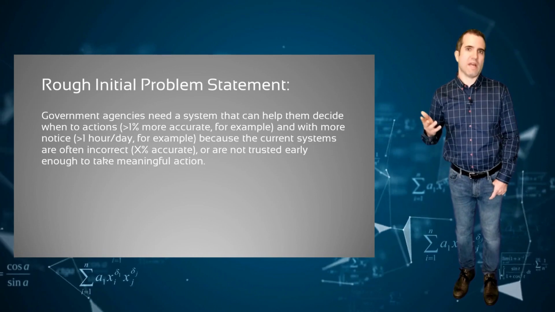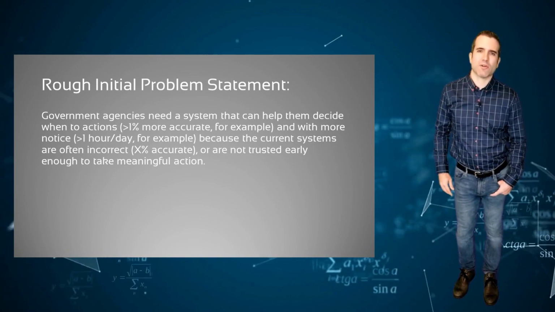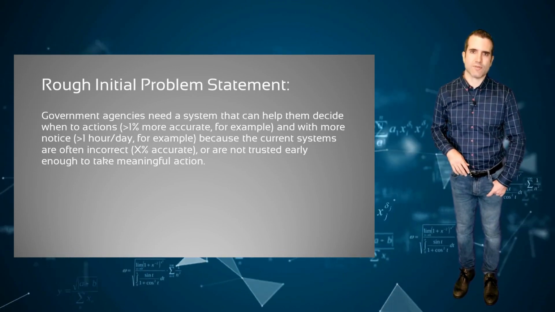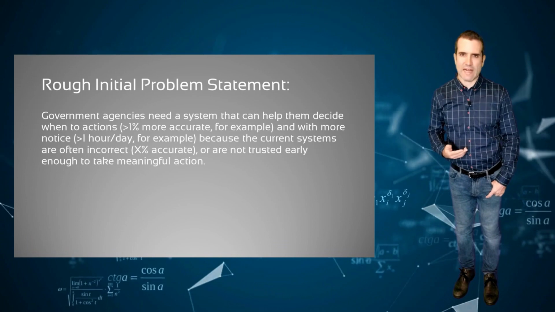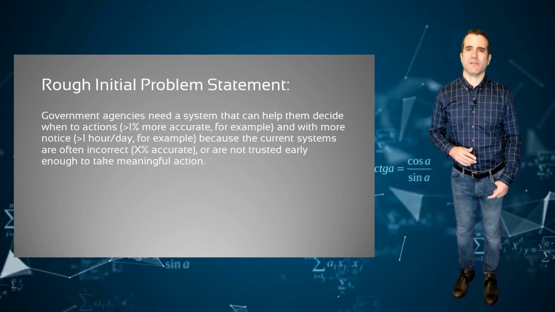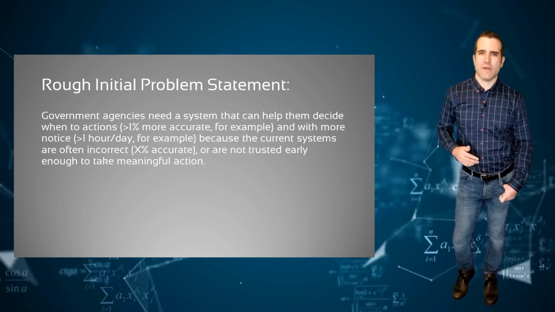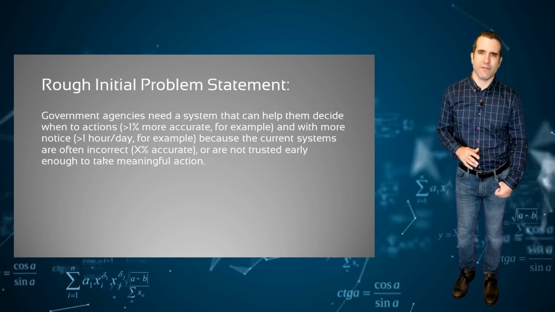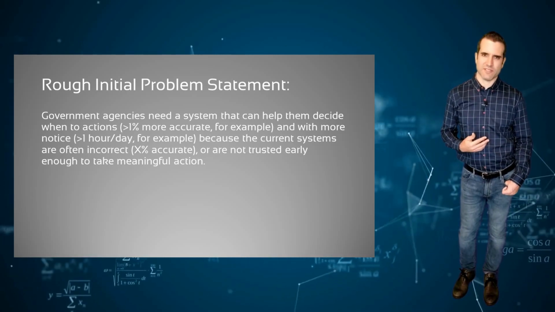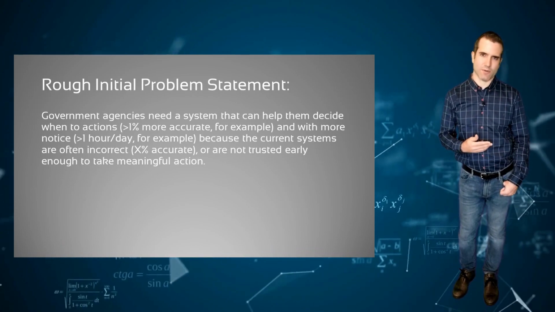Let's say 1 hour more than the existing systems, because the current systems are often incorrect X% of the time, or are not trusted enough to take meaningful action. It's not bad, but I'd like to get this nailed down a bit tighter, especially at the threshold levels that I have in there. I don't really know what the metrics for accuracy are in this field, and so I need to get a better understanding of what the current systems out there are doing and how they're measured, so I can set realistic goals.